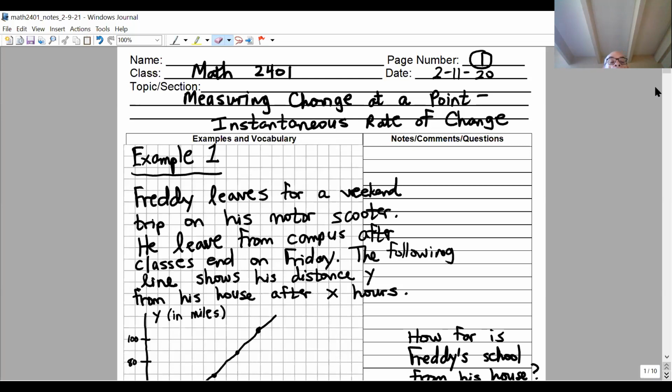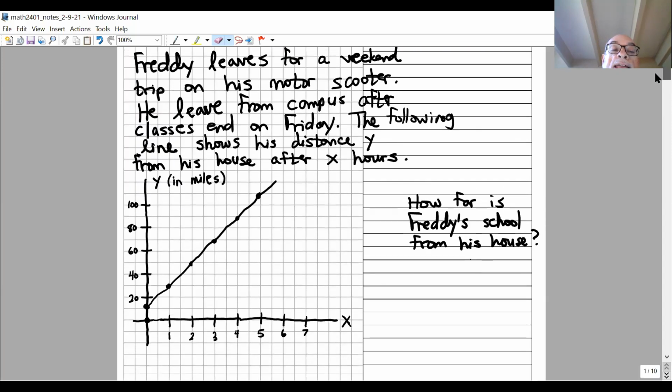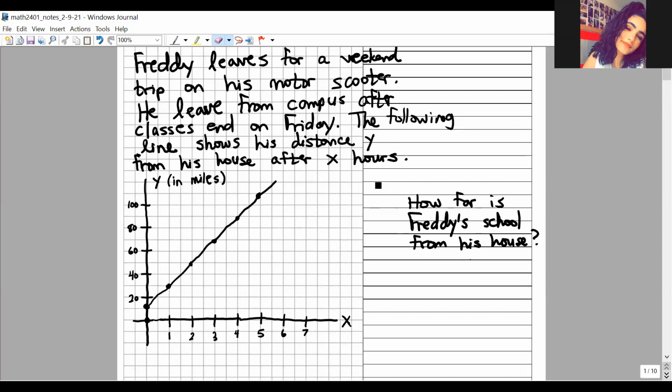All right. So here's the example. You can read it off the screen there. It says Freddie is leaving for a weekend trip on his scooter from campus on Friday after classes end. And this function just relates his distance from his house, not from the campus, but his distance from his house after x hours. This is distance in miles. So y is distance in miles and x is elapsed time in hours after he leaves the campus. So very easy graph to read, right?